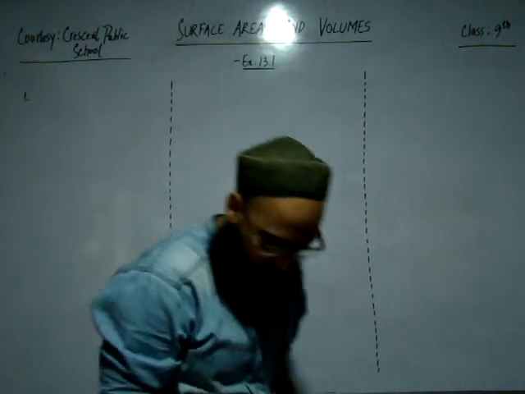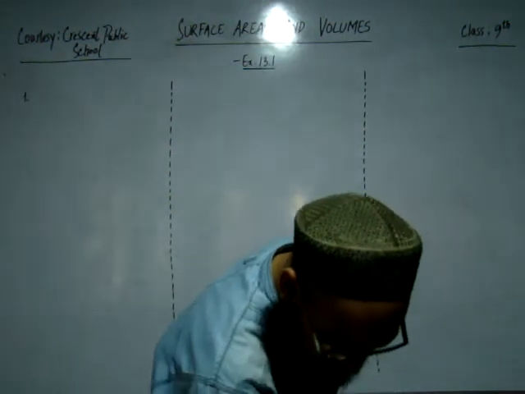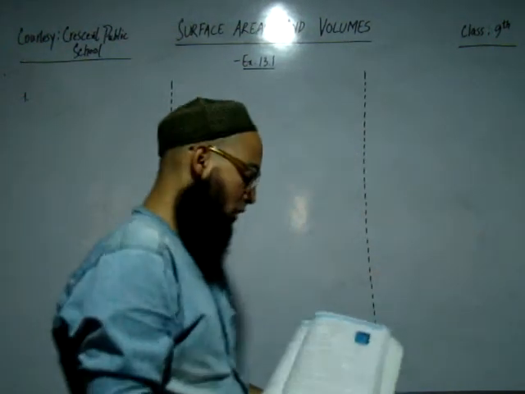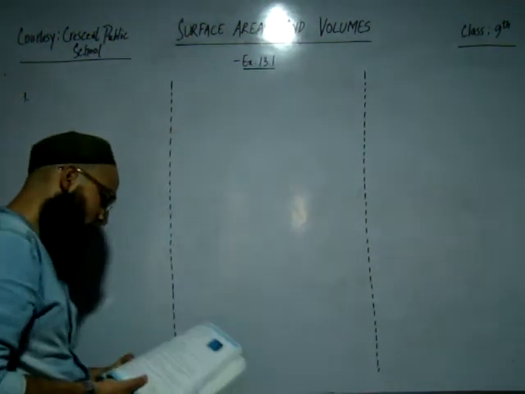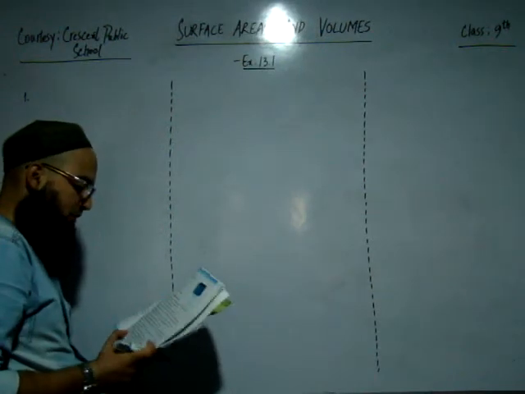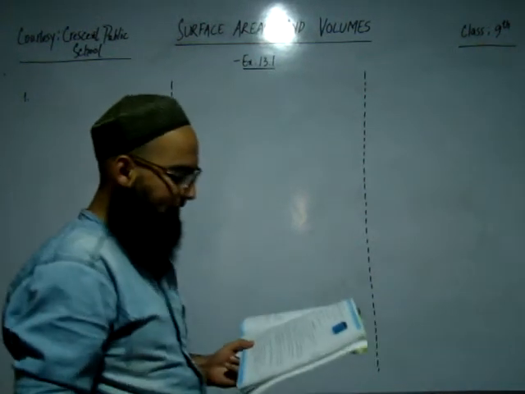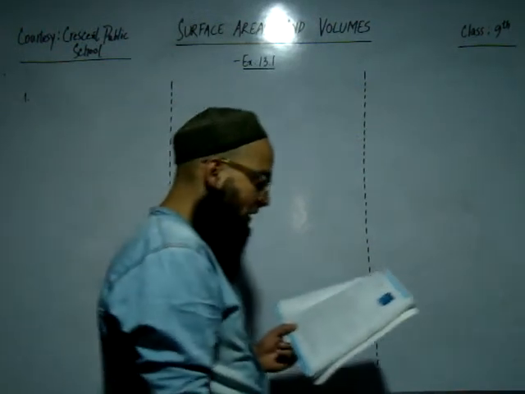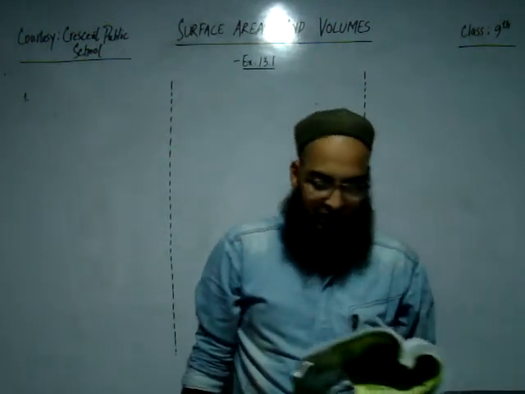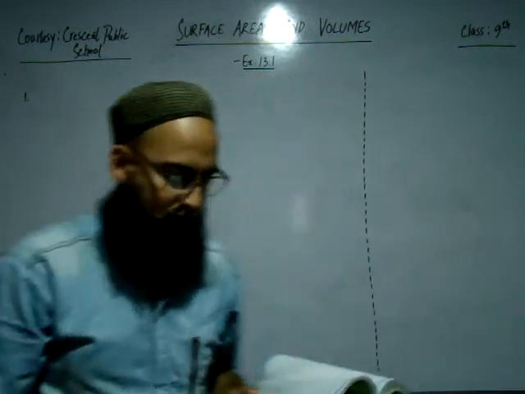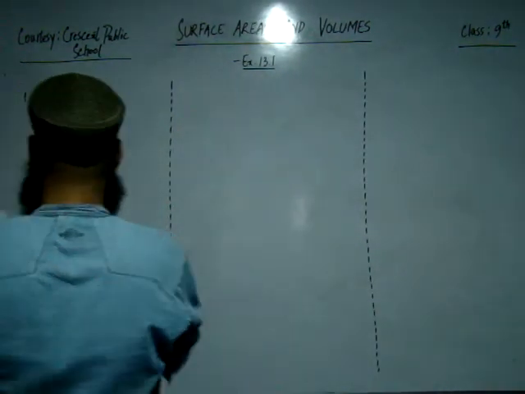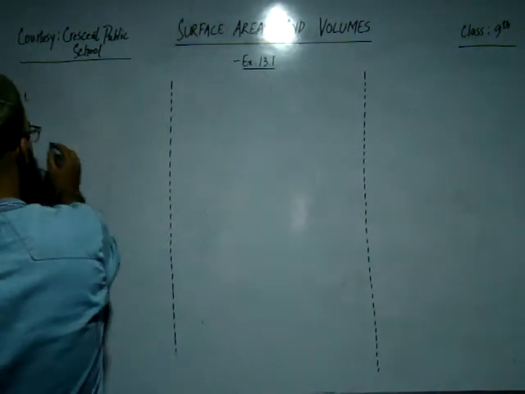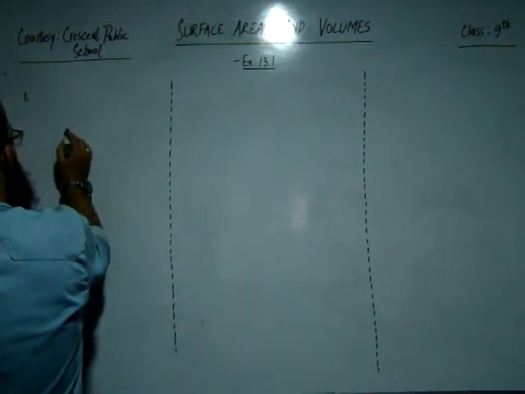Exercise 13.1, question number 1, it says a plastic box 1.5 meter long, 1.25 meter wide and 65 centimeter deep is to be made. It is to be open at the top, ignoring the thickness of the plastic sheet, determine. Now what it says, a plastic box. We have a plastic box like this.